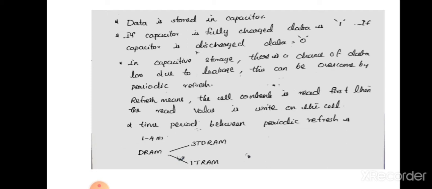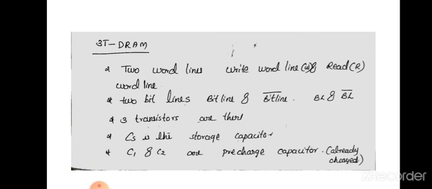So in the case of capacitive storage RAM, we use this technique. There are mainly two types of DRAM, that is 3T DRAM and 1T DRAM. 3T means 3 transistor, 1T means 1 transistor DRAM. Usually we use refreshment in the case of DRAM, and the time period between the periodic refreshes is 1 to 4 milliseconds. Now let us discuss the 3T DRAM.